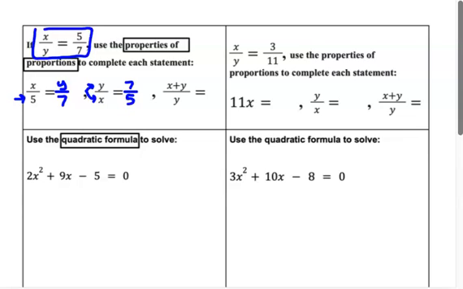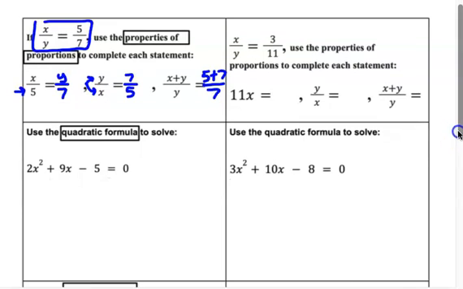Okay, the last one is adding the bottom to the top. So they did x plus y over y instead of x over y. So what we need to do here is 5 plus 7 over 7. And if you wanted to write that as 12 over 7, you sure could.